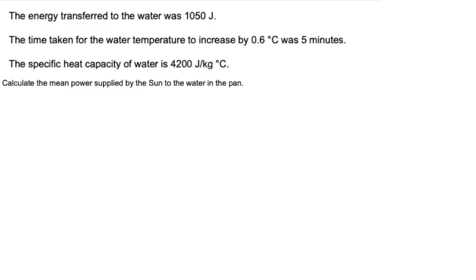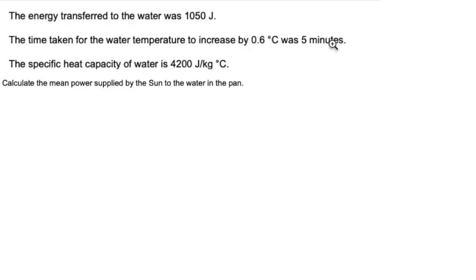Now, looking at the second part of the question, this was the information that we were given, and we are meant to find the mean power supplied by the sun to the water in the pan. Now, the formula of power is energy transferred over time, and we can see the energy transferred right here on the first line is 1050 joules. The second value we need is time, which is given here, which is 5 minutes.